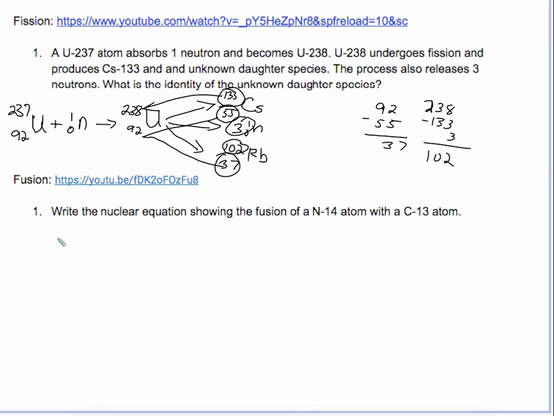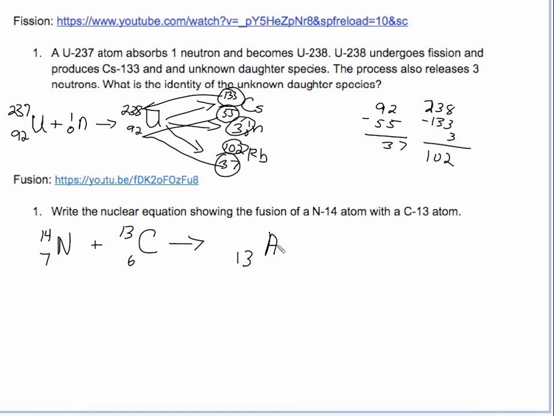Okay, let's do fusion. Fusion is when we have nitrogen-14. Nitrogen's atomic number is 7. The dash means the mass number. Plus carbon-13. Carbon has atomic number 6, and it's 13 up there. If those two go together, you just add together the bottom numbers, because fusion is pretty easy. Add together the bottom numbers.